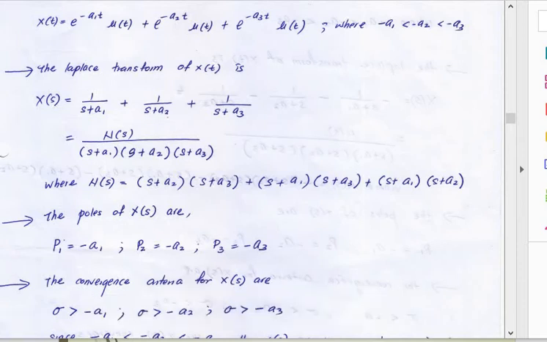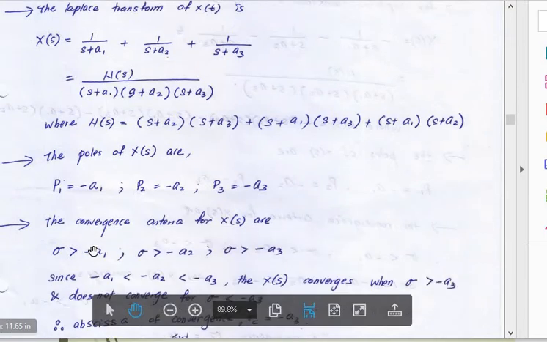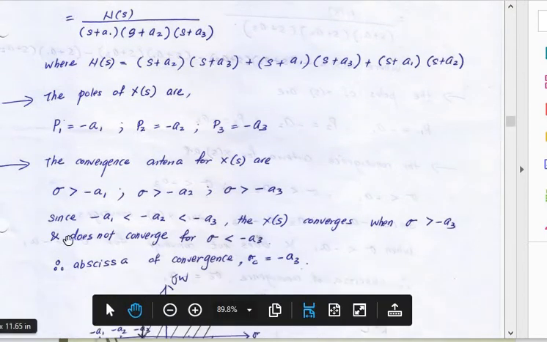Poles indicate the roots of the denominator, and zeros are the roots of the numerator. In this case, s plus a1 is the denominator, so it gives a pole. So you have 3 poles here.